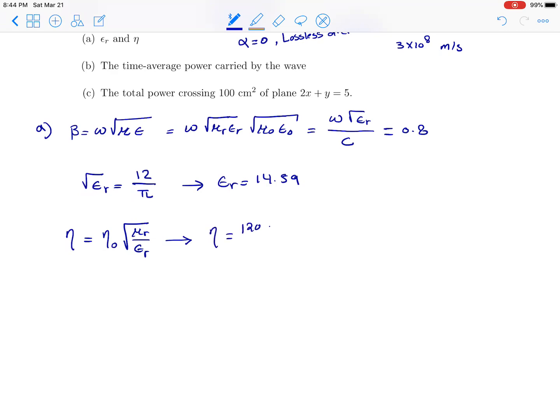Therefore, if we substitute, we will end up with 120 pi divided by pi multiplied by 12, which is actually 12 pi, which is 98.7 ohms. So now we solve part A.